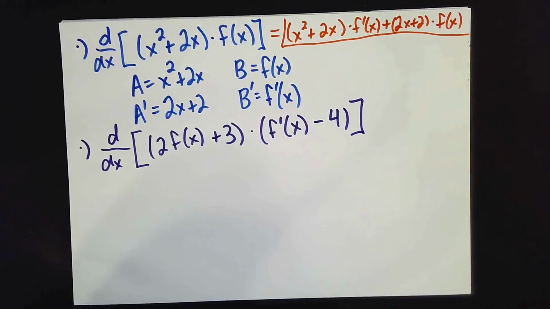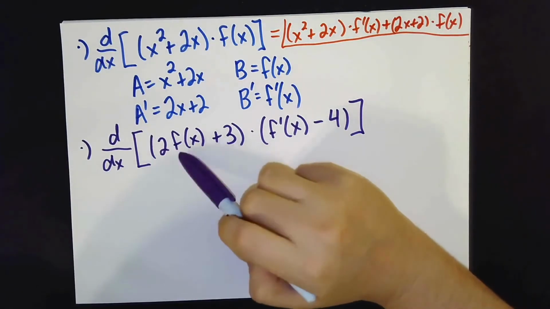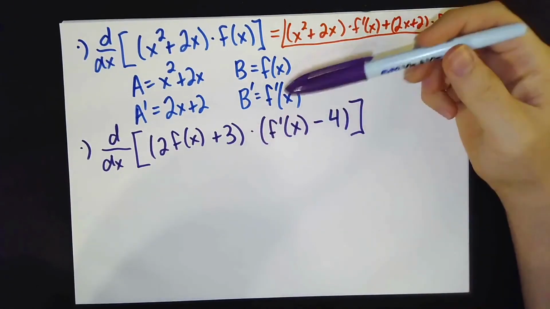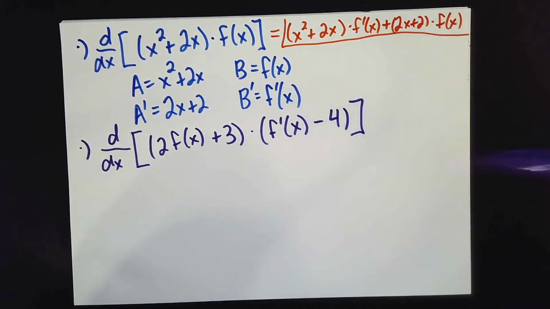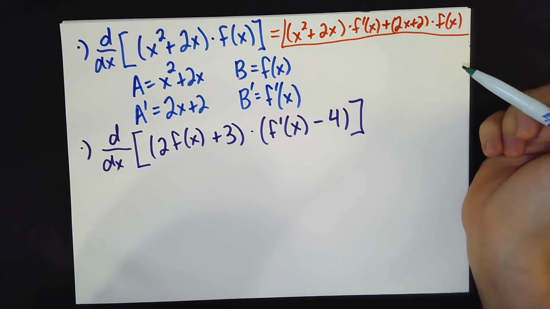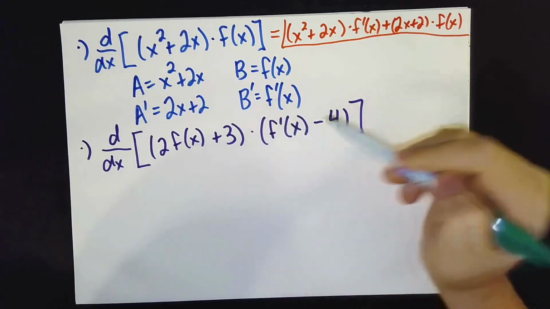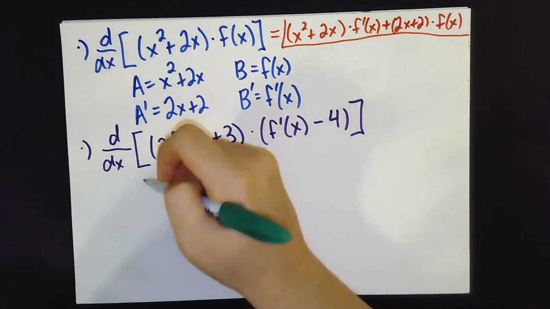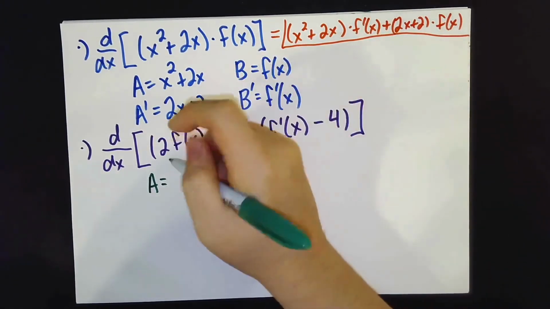Sometimes these questions will themselves involve the derivative of f. So for example, you might be asked to take the derivative of something like this. So here I've got 2 times f of x plus 3 times, and then the derivative of f minus 4. And this is a perfectly reasonable thing to ask. F is a function, f prime's a function. I could take the derivative of this. Okay, and so let's do that.